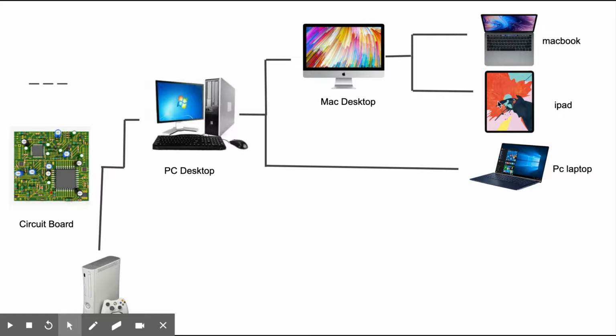This is not as closely related to the PC desktop as the Mac desktop because it has both a new and more portable design along with the new Windows software. From the circuit board, there's a second branch of the phylogeny tree. Derived from the circuit board is a flip phone.